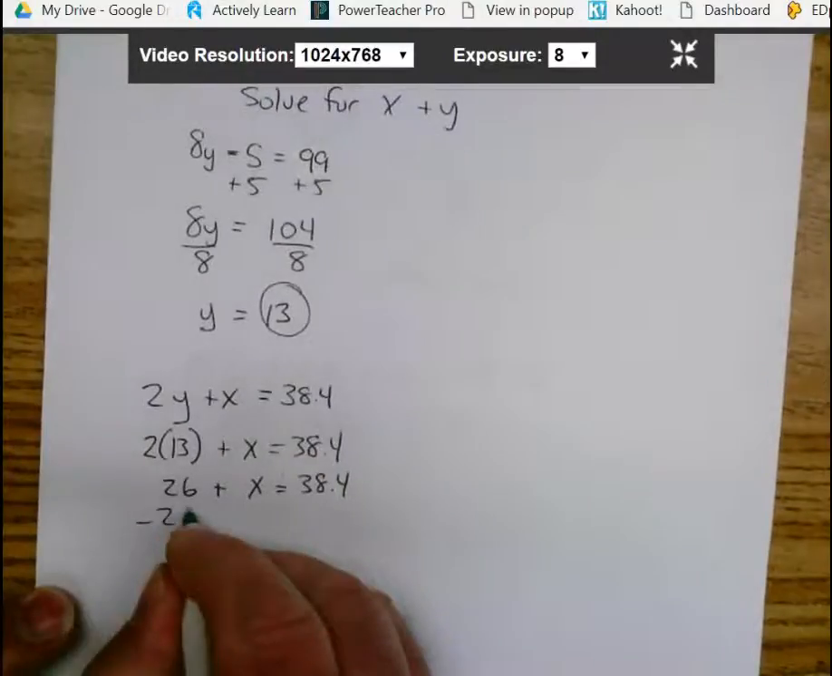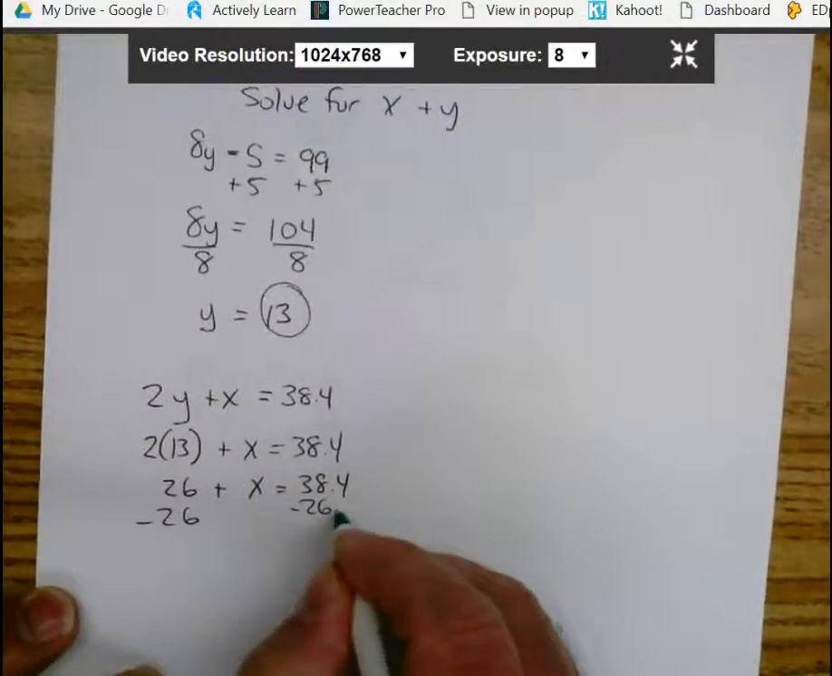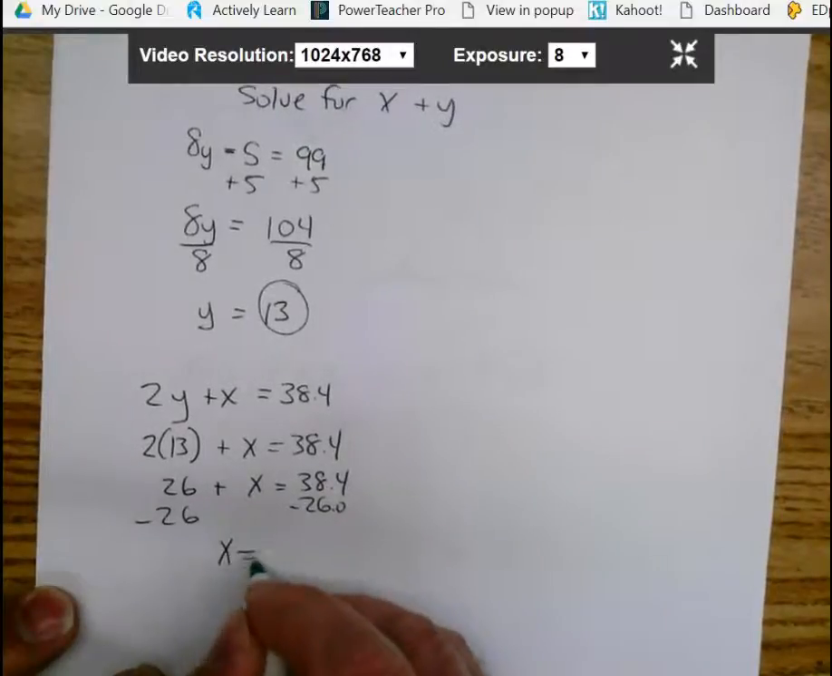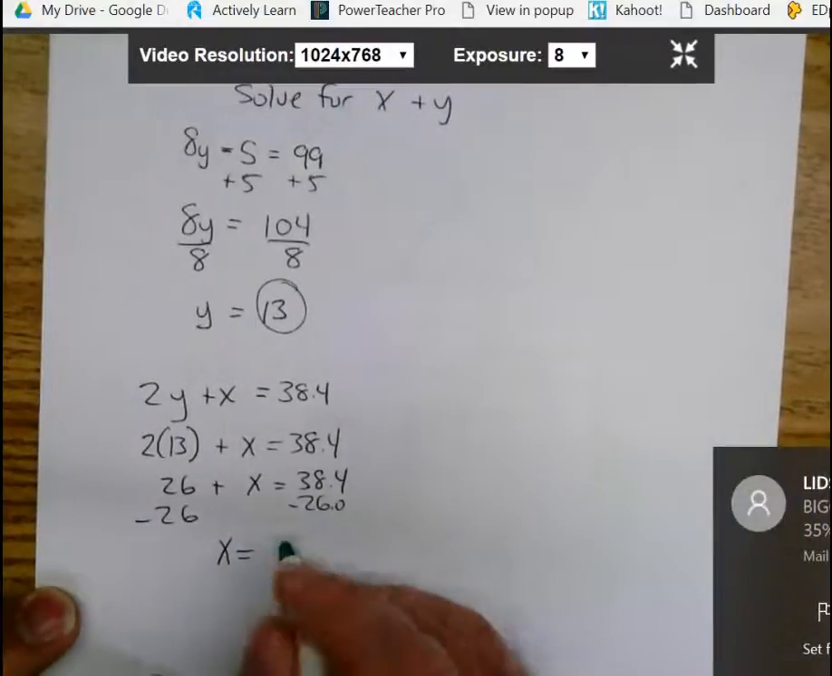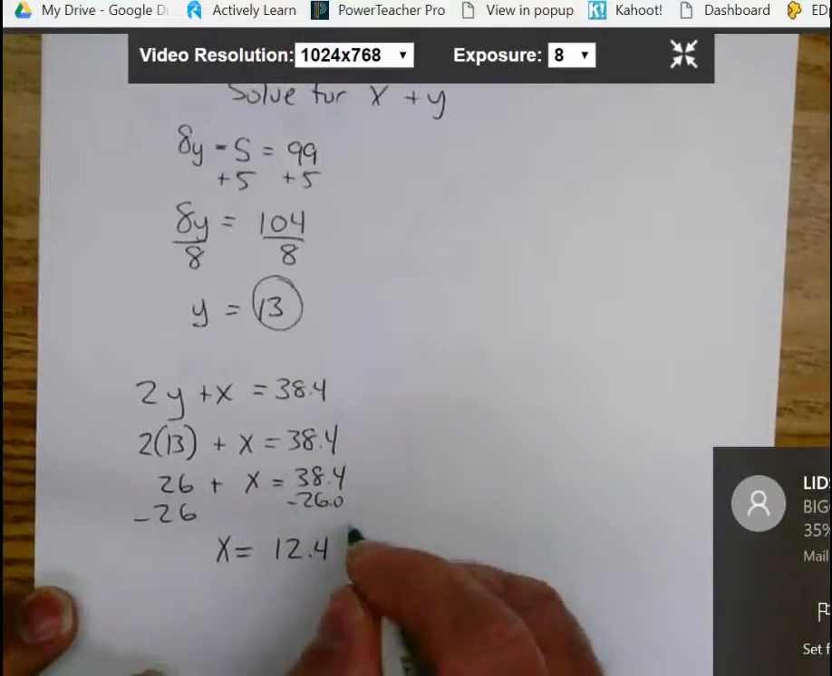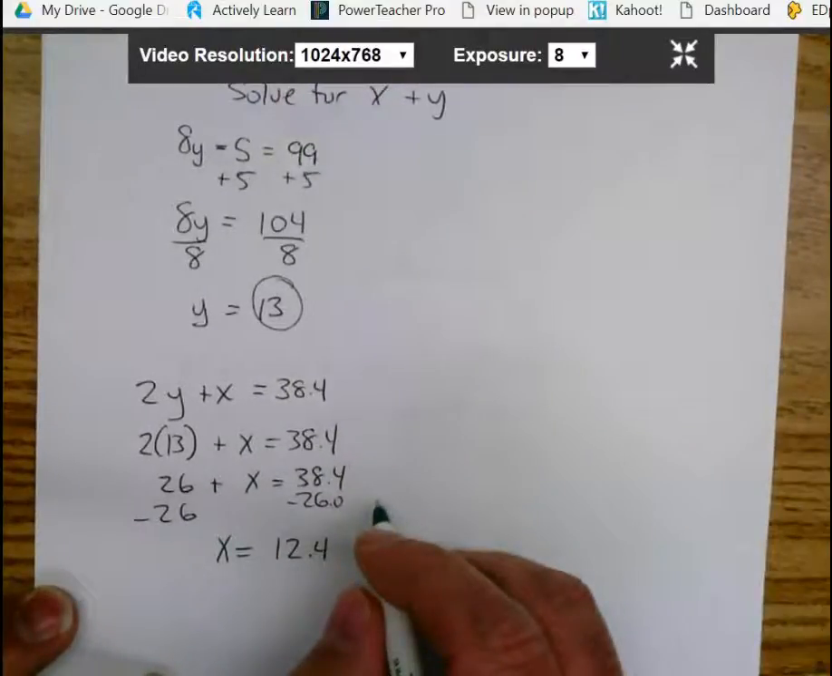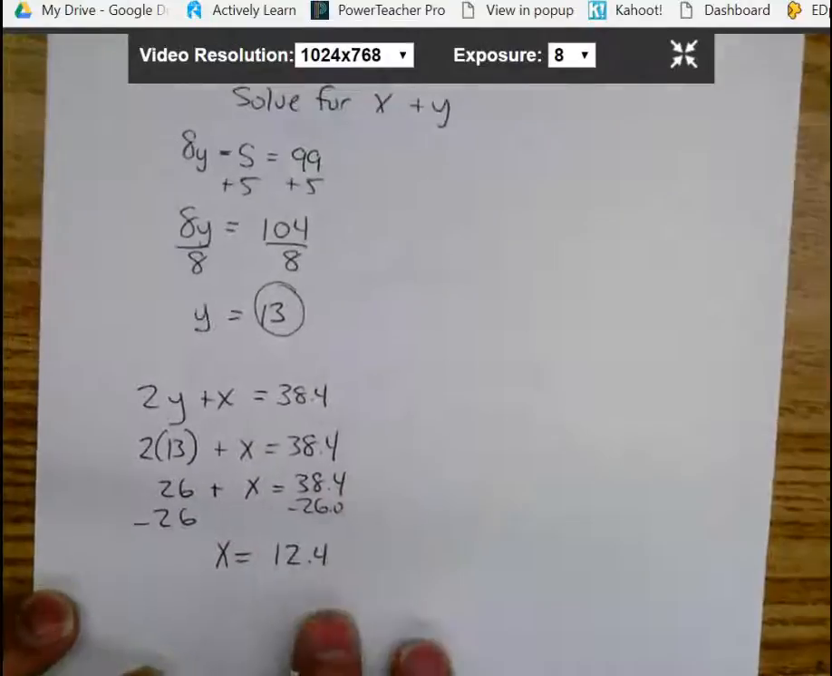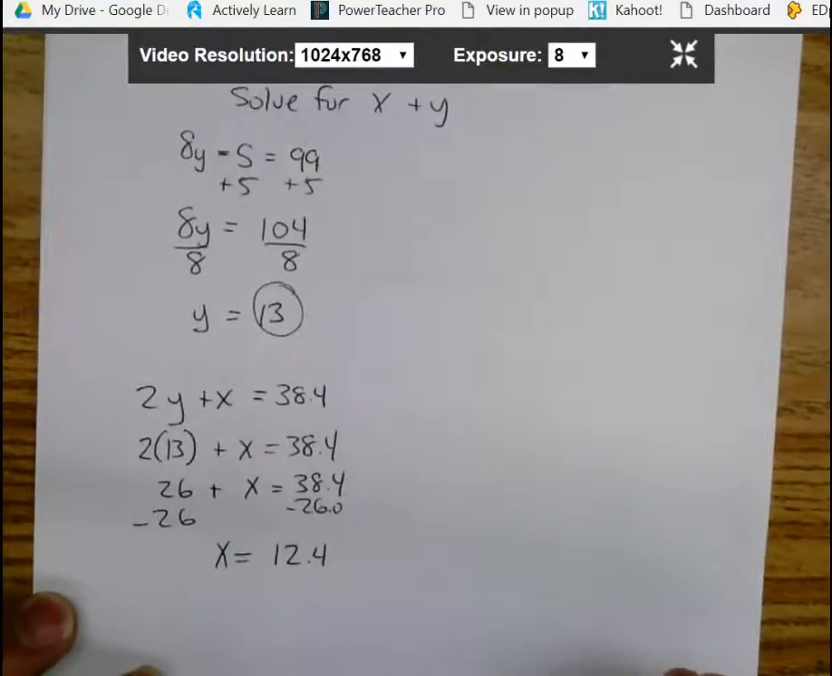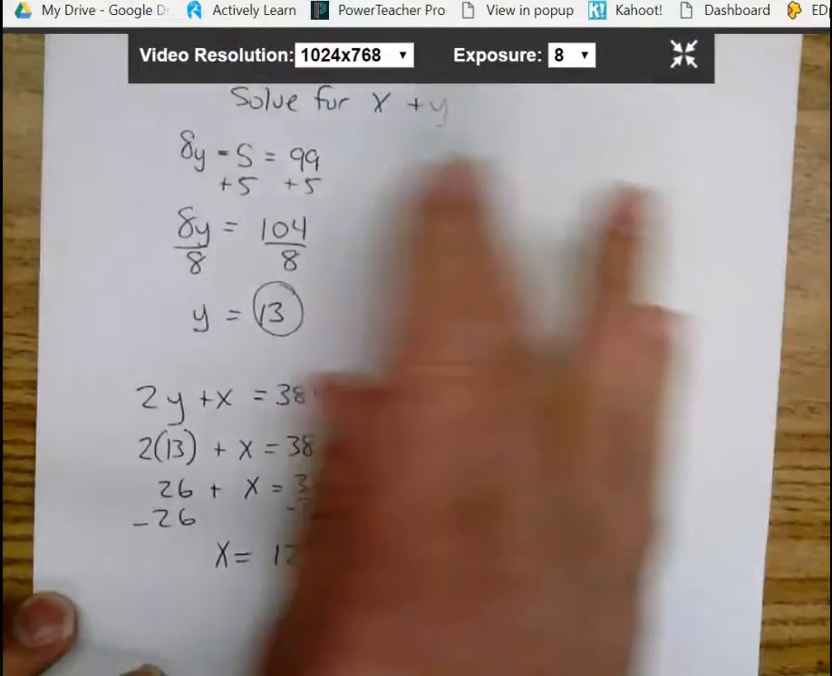Then we're going to subtract 26 from both sides. And we're going to get x equals 12.4. And that will be our measurement. Okay? So this helps us solve for things that we don't know. And then we could plug that in there to see if this side is actually congruent with the other one.